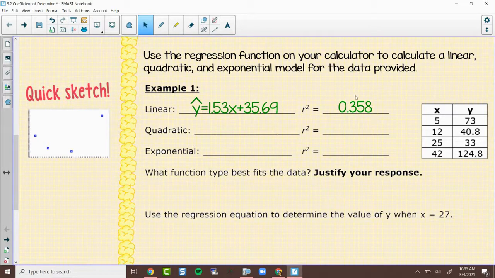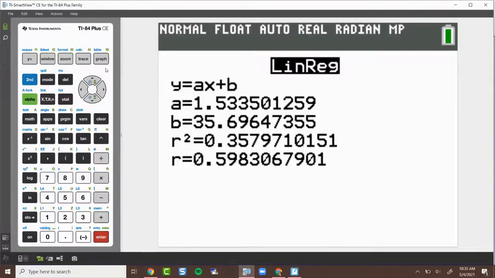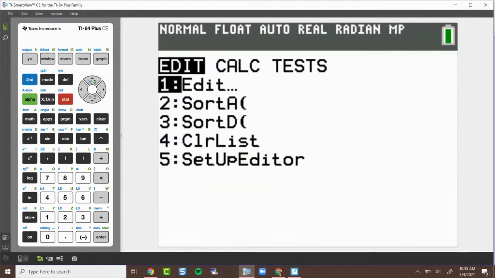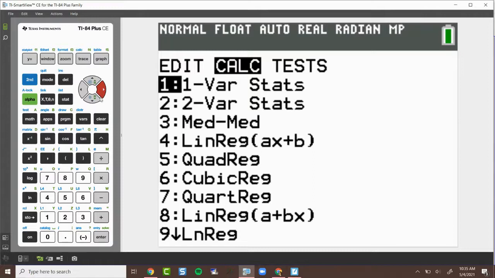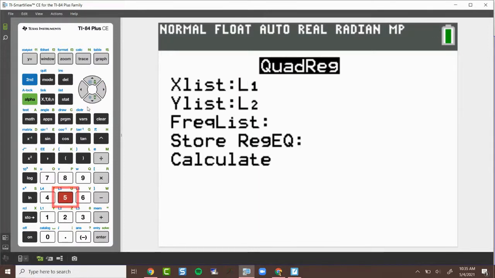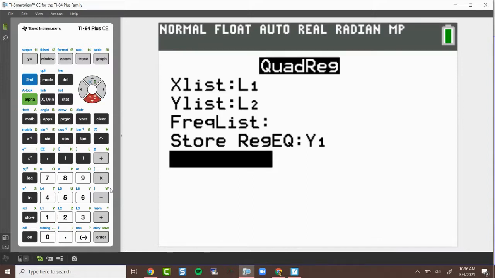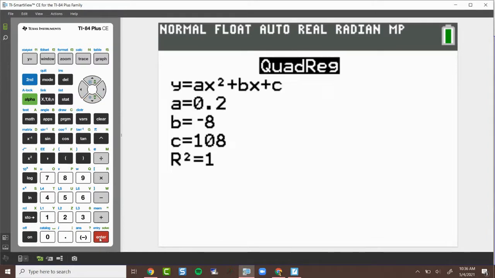Okay, that R squared's pretty small, which kind of makes sense because you can see that line does not fit that data. So that's a good indicator your R squared should be low. So let's try the next option, which was quadratic. So that's going to be option number 5. Still list 1, still list 2. Go ahead and alpha and trace if you would like to store the equation so you don't have to copy and paste. Always hit Calculate.